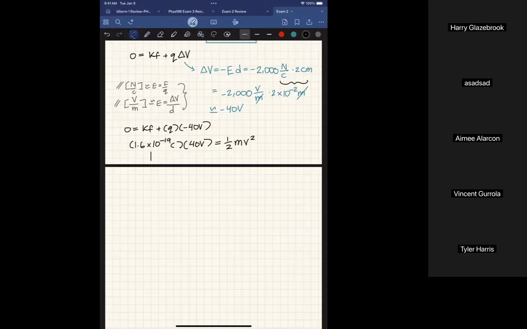All right. So finishing out, I'm just going to solve for velocity here. I'm going to multiply 2 on both sides and divide by the mass of the proton. So we have 1.6 times 10 to the negative 19 coulombs times 40 volts.